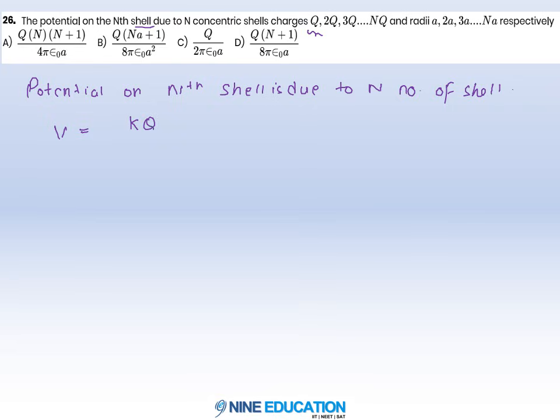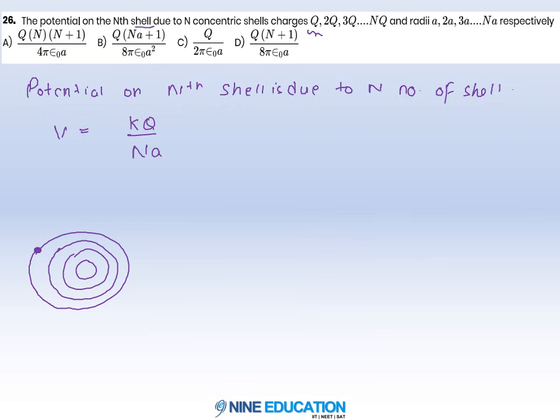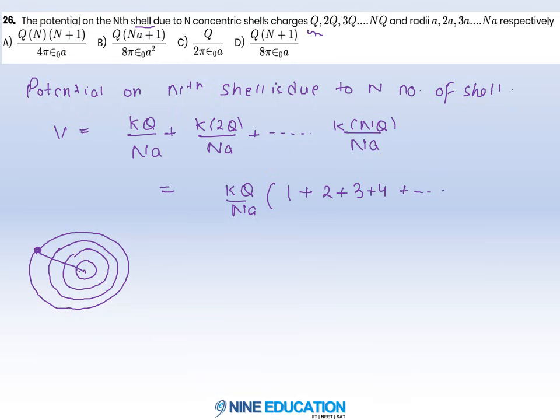The potential due to the first shell is kq upon na. And why are we writing na? Because we are finding the potential on the nth shell. Suppose there are n number of shells, and if you are finding potential here, then due to each shell you have to consider this distance. Then the potential due to the second is k 2q upon the same distance, plus k nq upon na. So just take kq by na common. What we will get is 1 plus 2 plus 3 plus 4 up to n.